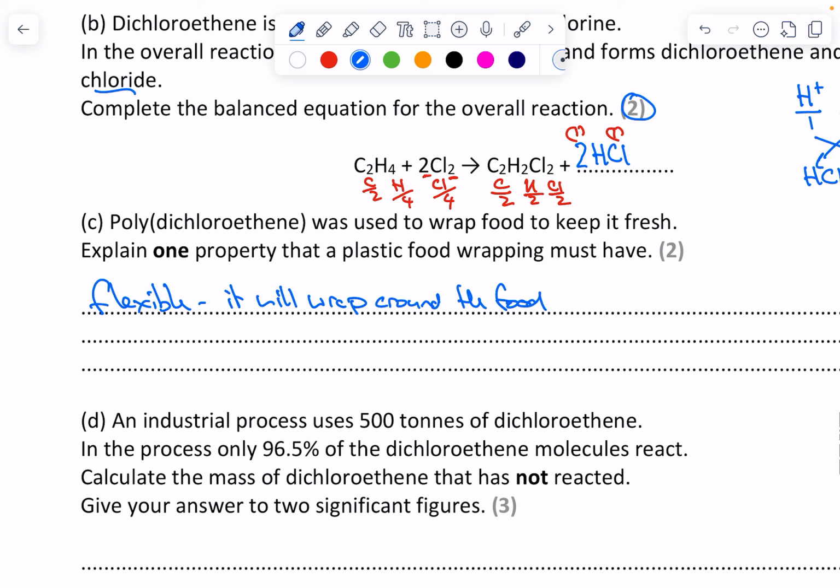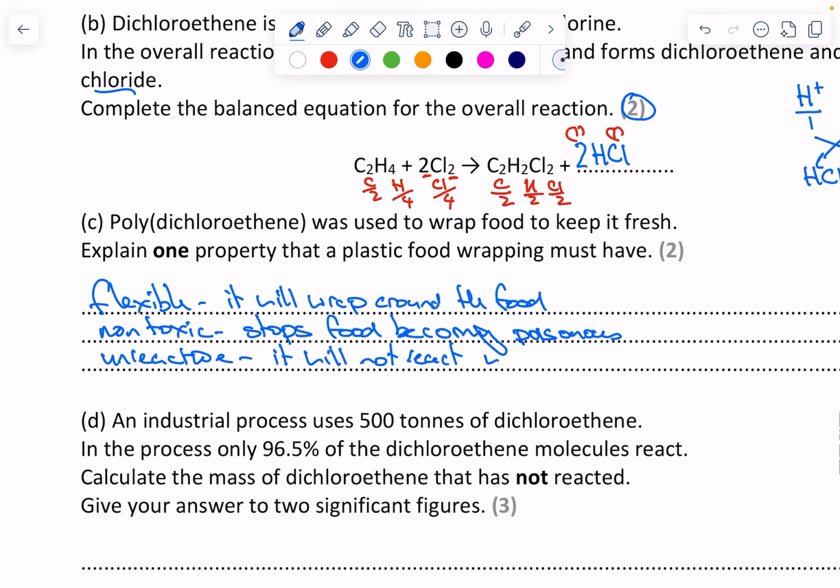Other thing you could say it's a non-toxic material and therefore it stops food becoming poisonous. And the other one is it's unreactive, and again it will not react with the food. All we need to do here, I've given you 3 different answers. All you need to do here is give one property, so for example, flexible, and then why that is good, explain it, it wraps around the food.